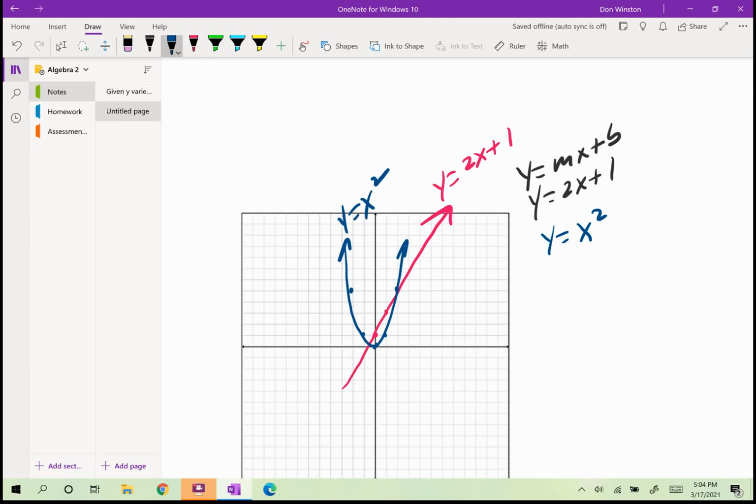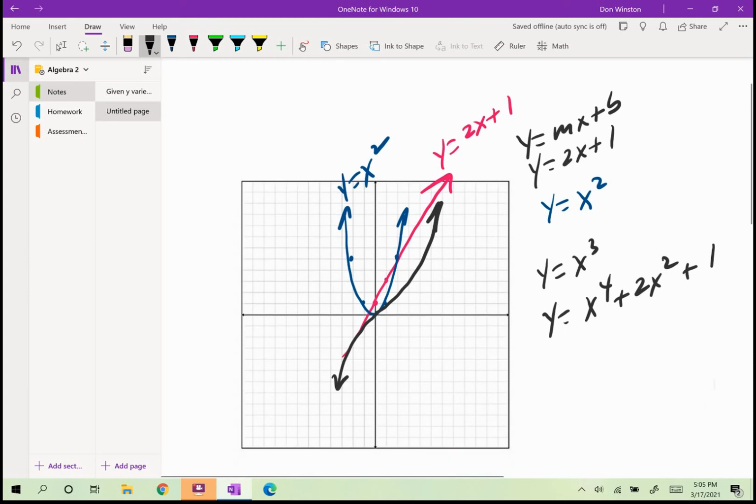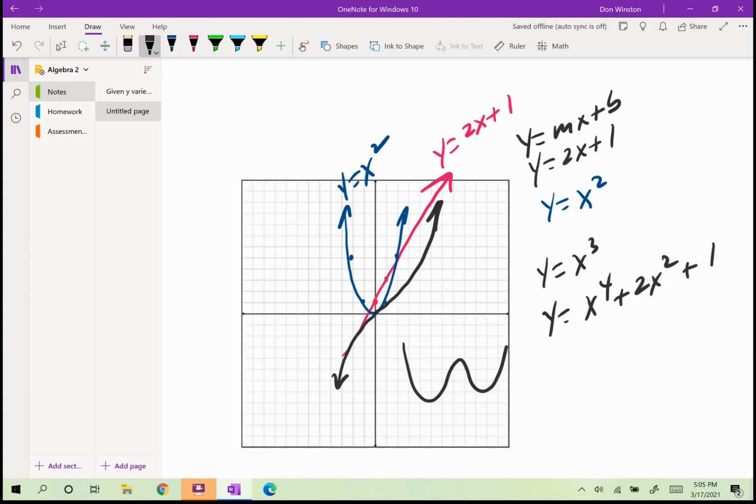And then we had polynomials. We worked with polynomials. So for example, like y is equal to x cubed. Remember that kind of looked like this, going through it, kind of looked like that, as an odd function. Or maybe we had something like a fourth degree polynomial, maybe something like x to the fourth plus 2x squared plus 1. I'm not going to draw that in the coordinate plane, but that may have looked something like this here, right? It may have looked something like that.